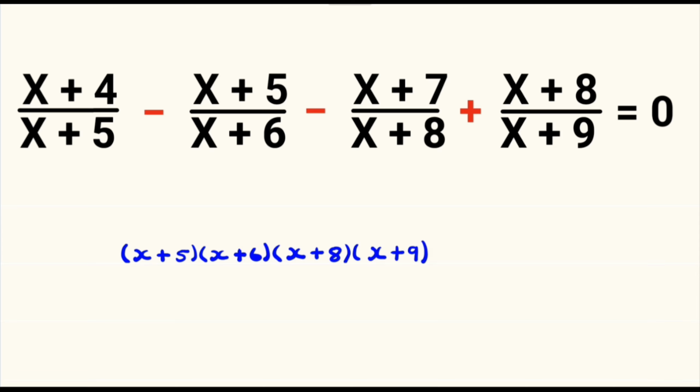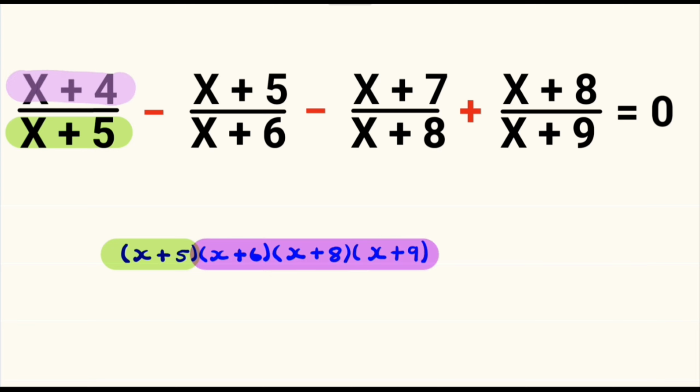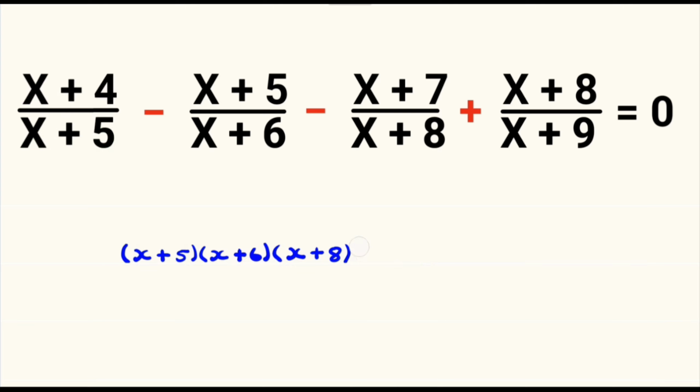Suppose that we were to multiply both sides of the equation by the LCD. On our first term, that x plus 5 will cancel out with that x plus 5 in the denominator, and we will have to multiply the x plus 6 multiplied by the x plus 8 multiplied by the x plus 9 with the x plus 4 in the numerator, leading us to deal with a fourth degree equation. So we are not going to multiply this by the LCD.